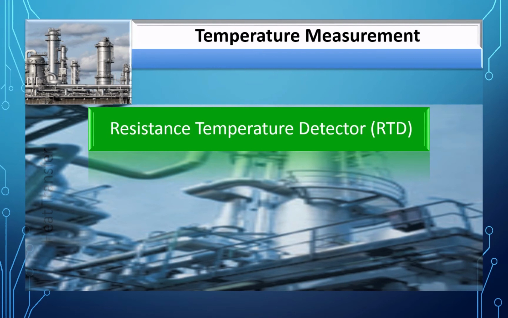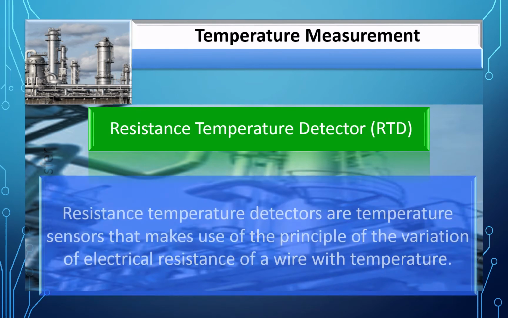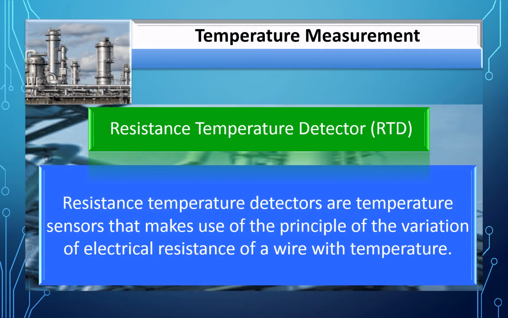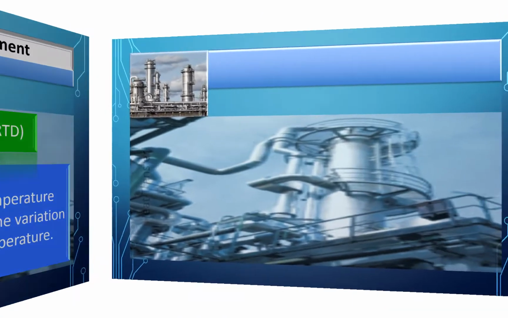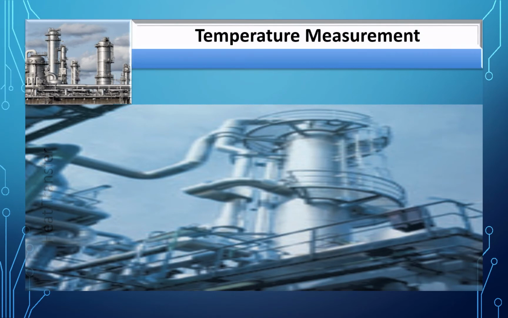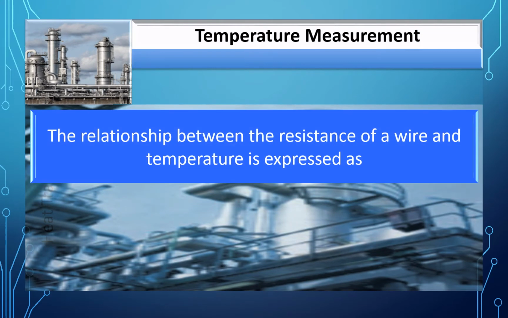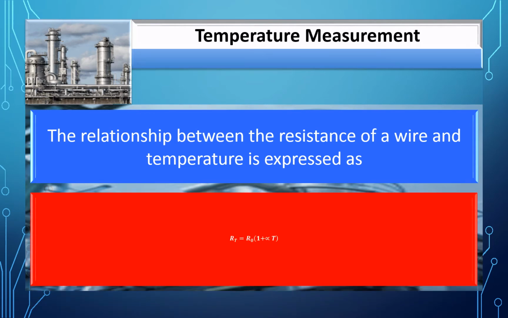Resistance temperature detector (RTD). Resistance temperature detectors are temperature sensors that make use of the principle of the variation of electrical resistance of a wire with temperature. The relationship between the resistance of a wire and temperature is expressed as R_T equals R_0 times (1 plus alpha T).